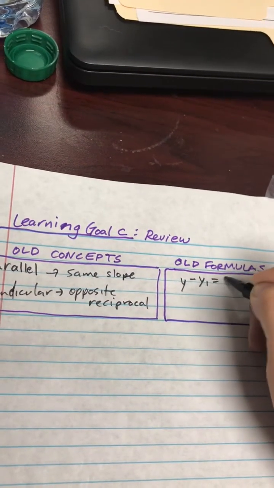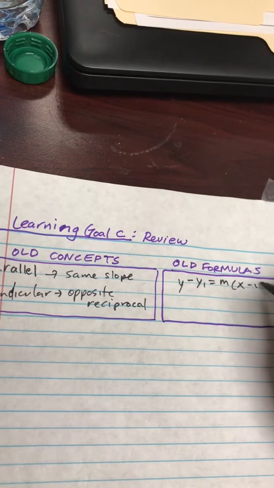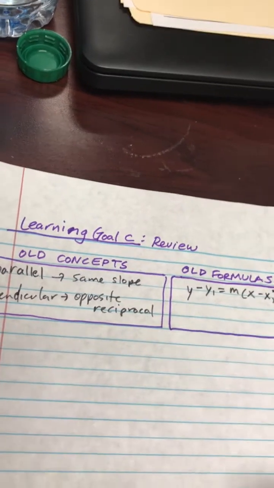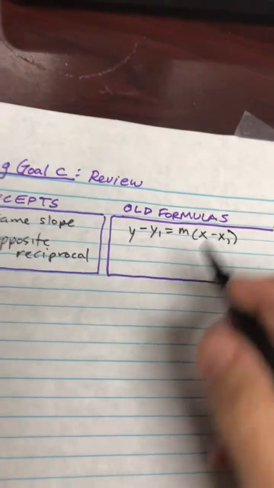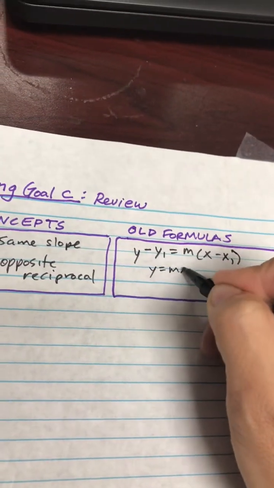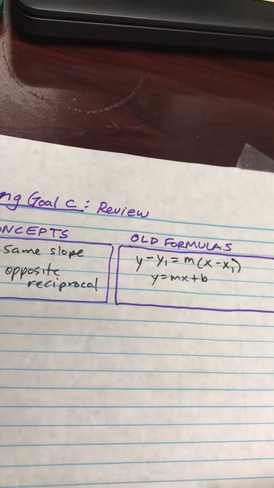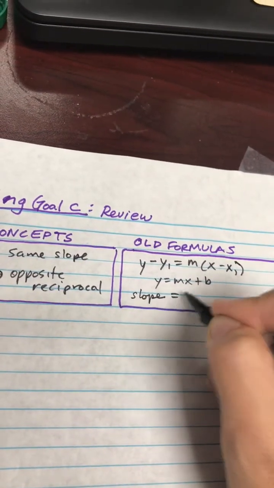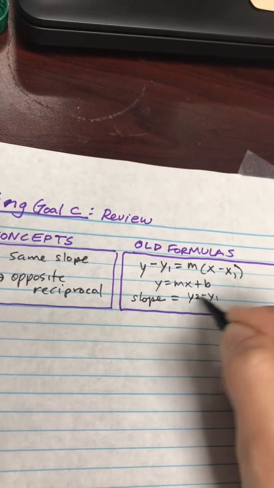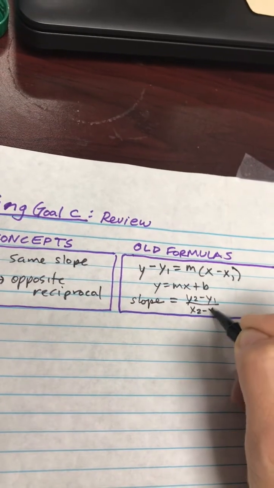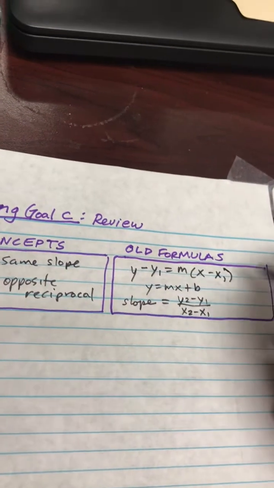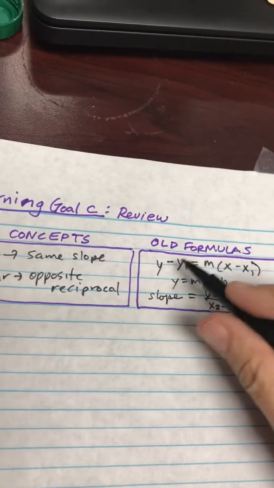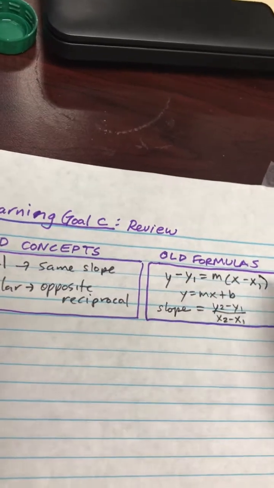Okay, so that's important. We also maybe need to use some old formulas. Our worksheet puts this one on there. You might also need this one. You might need the slope formula. And all these are from Algebra 1. So let's do it. That should be all I need.